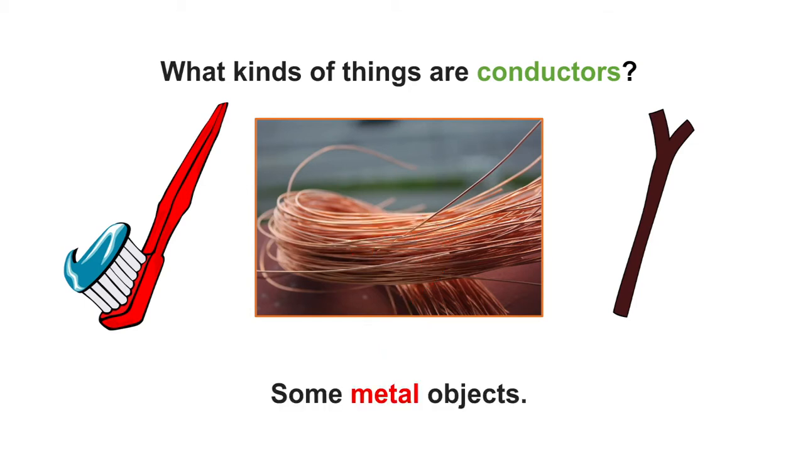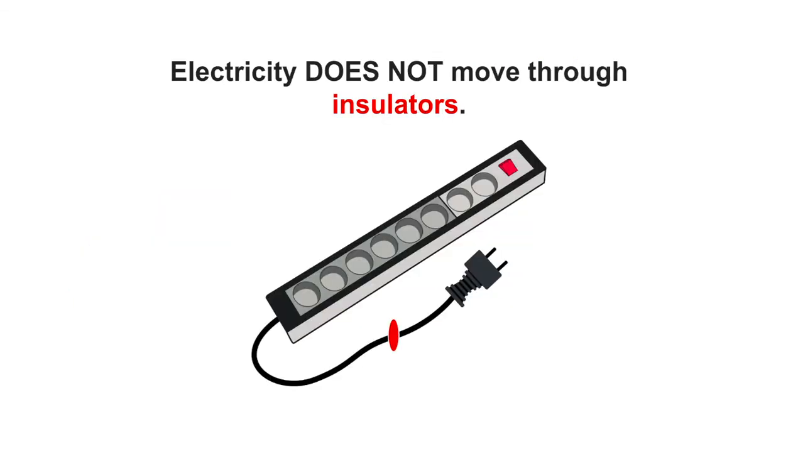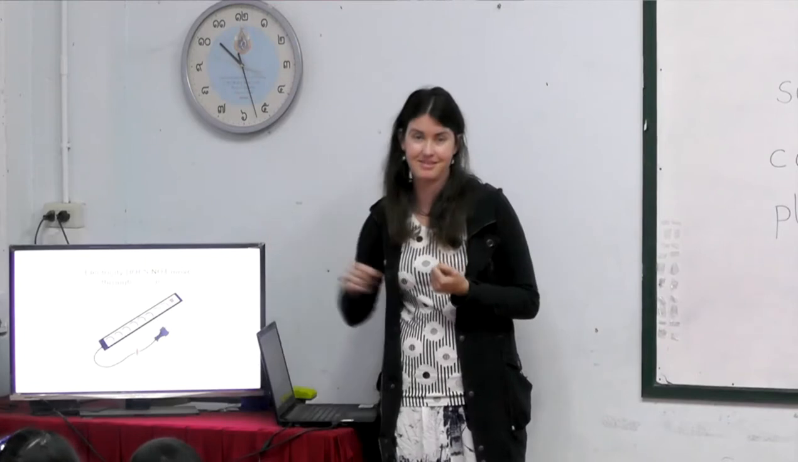Yeah. It moves through some metal objects. So you are right, friends. In this, electricity is going to move through this wire. This wire is our conductor. The things that electricity does not move through, like that toothbrush and that stick, we call these things insulators.